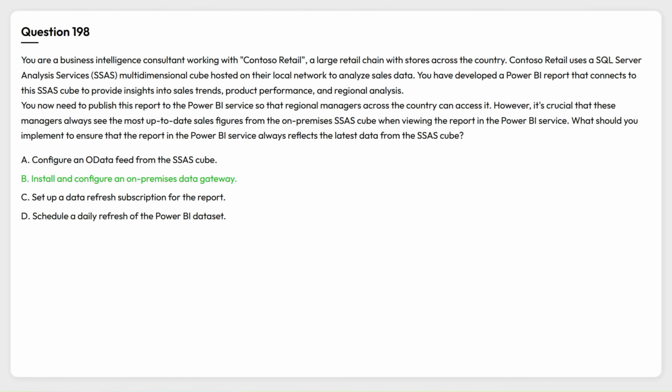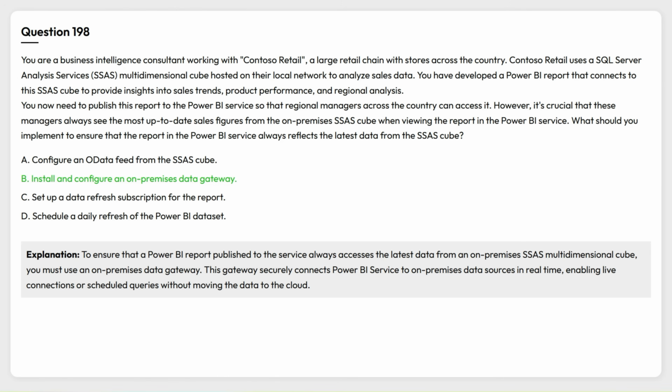The correct answer is option B. Install and configure an on-premises data gateway. To ensure that the Power BI report published to the service always accesses the latest data from an on-premises SSAS multi-dimensional cube, you must use an on-premises data gateway. This gateway securely connects the Power BI service to on-premises data sources in real time, enabling live connections or scheduled queries without moving the data to the cloud.